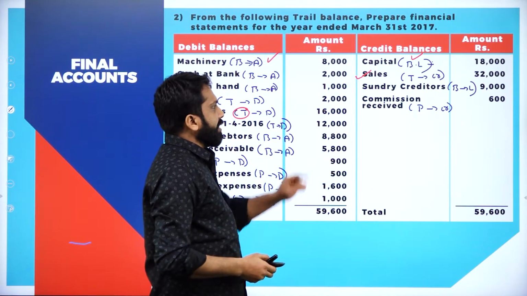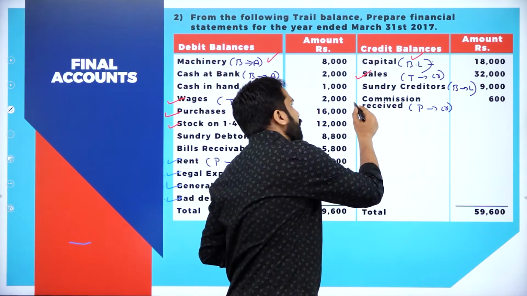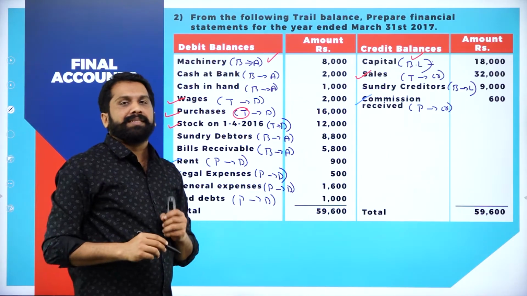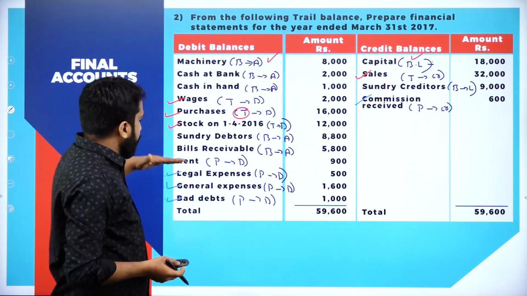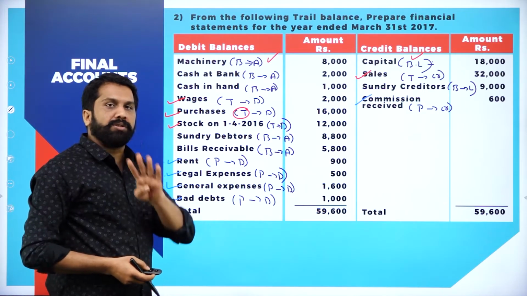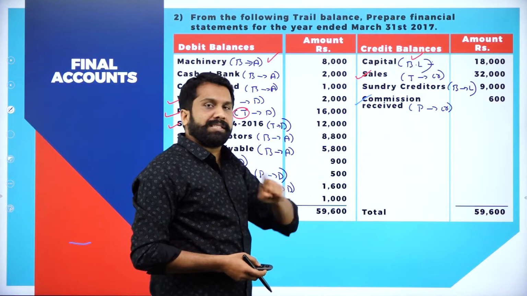We'll come to the credit side. Is there anything P&L related? We'll check. You have commission. So, commission is P&L related. I'll go back to your answer. Debit side, how many items do you have? Rent, legal expenses, general expenses, bad debts. You have 4. Credit side, you have only commission received. Remember.